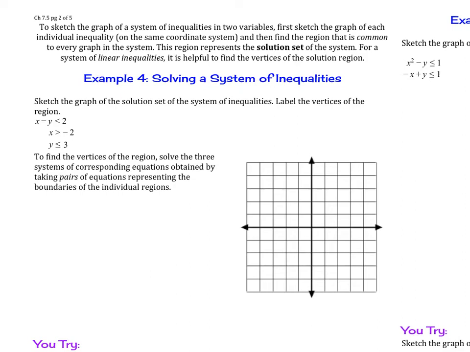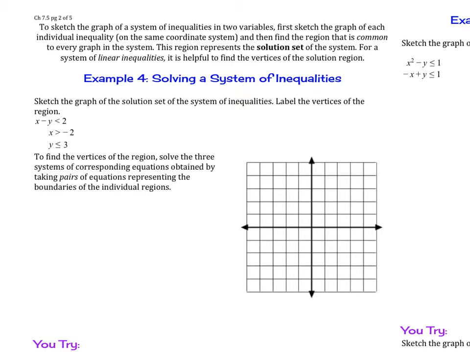So let's sketch the graph of a system of inequalities in two variables. We first sketch the graph of each individual inequality and then find the region that is common to every graph in the system. This region represents the solution set of the system, so where it's double shaded. For a system of linear inequalities, it is also helpful to find the vertices of the solution region.